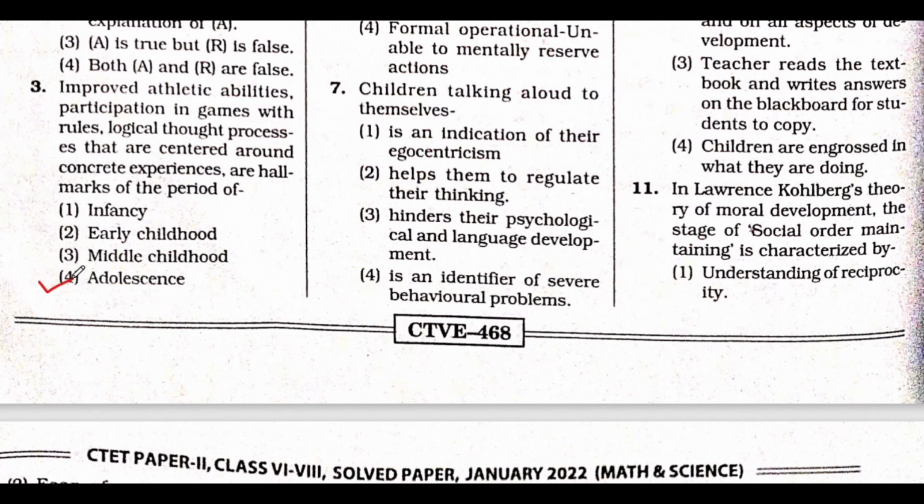Adolescence. And adolescence is also called a period of stress and storm, which you have to remember. Adolescence is also called what? It is called the period of stress and storm, alright? Then, in the final stage of cognitive development, what happens? The formal operational stage, the final stage is the formal operational stage, right?